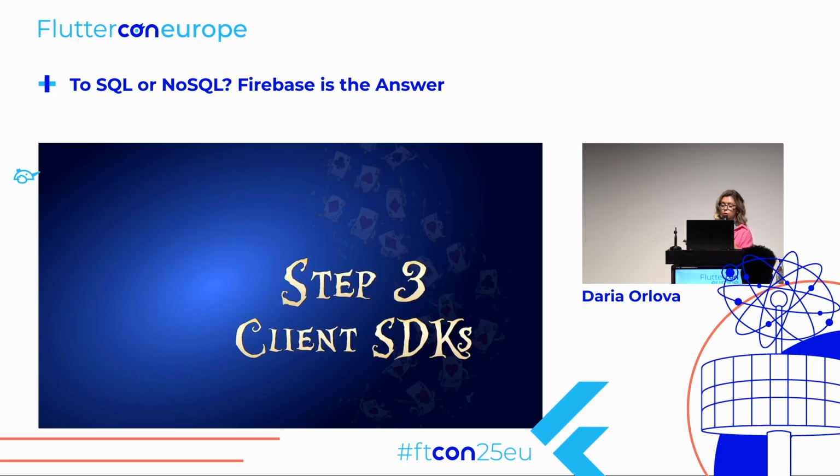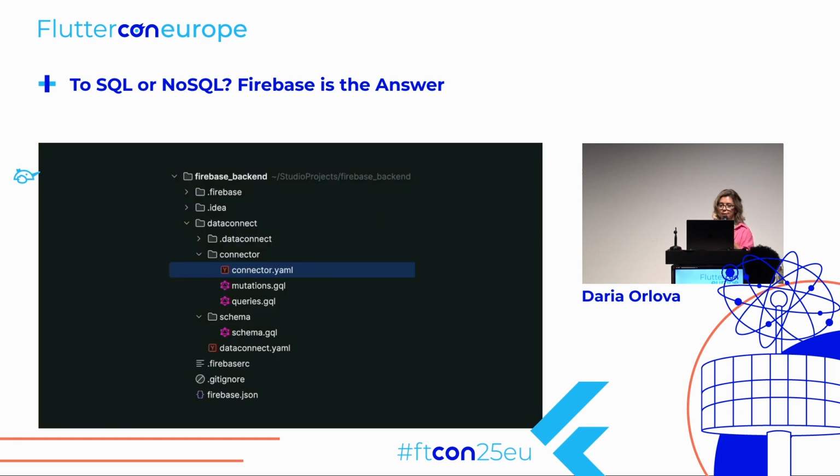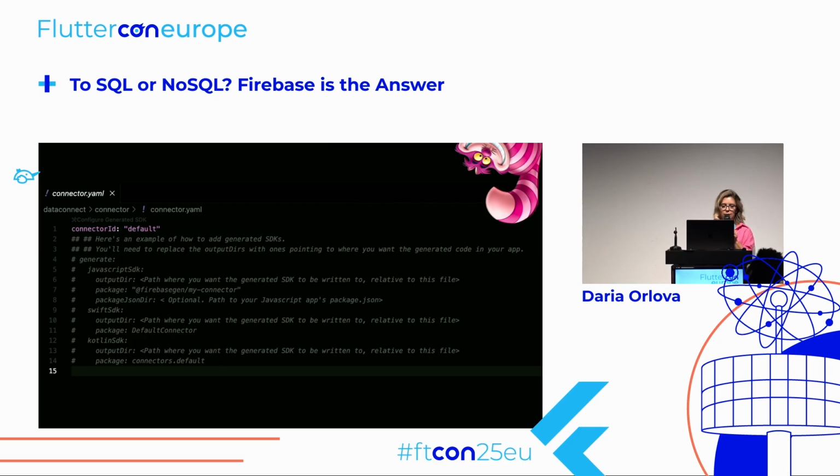Now let's connect it to our client application. And the way we define those SDKs is in the connector YAML file, which we can find in the connector folder. And here is an example how it looks initially. JavaScript SDK, Swift SDK, Kotlin SDK. No Dart SDK for some reason, and also codelabs available are only for web, Android, and iOS. And I demand a Flutter codelab for DataConnect. Otherwise, you have to rely on my talk.